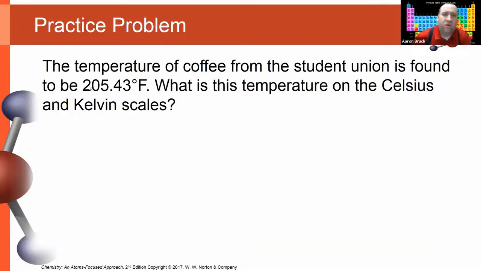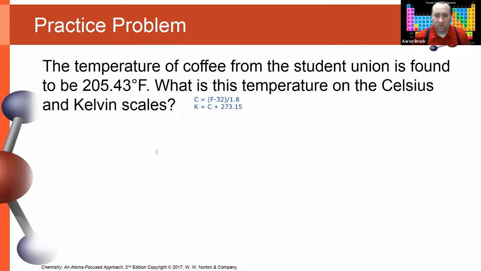So we're told the Fahrenheit temperature of 205.43 degrees Fahrenheit. We want to convert this into Celsius and into Kelvin. Now, remembering our equations, to get Celsius, we would take Fahrenheit minus 32 over 1.8. And to get Kelvin, we would take Celsius plus 273.15. So with that in mind, we just need to plug in the right values in the right places.